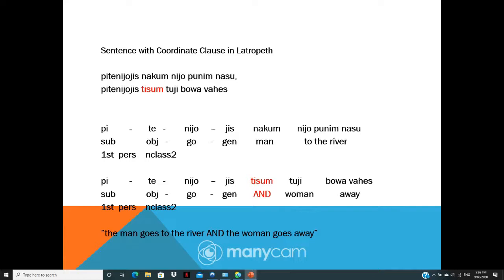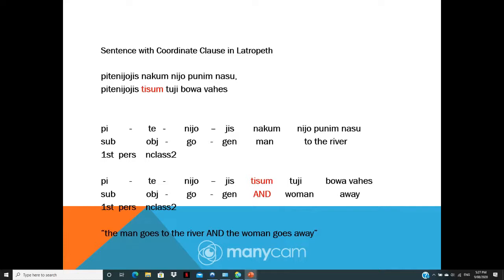Okay, so let's have a look at a complex sentence in Latropeth here. These two clauses in the sentence have a coordinate relationship. They both have equal weight, and essentially you're saying something like and. So, pi tenio yis nakum nia punim nasu, pi tenio yis tisum tui buarnahes. You could just put the two clauses together and make them separate sentences. Just by having them adjacent to each other pretty much has the same effect, more or less.